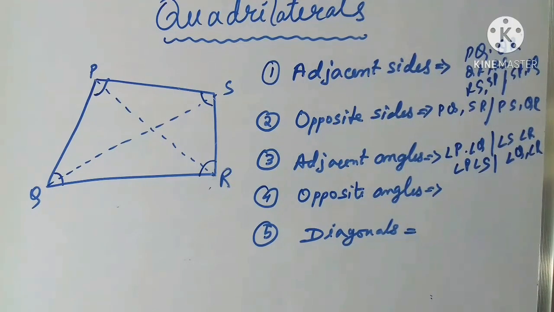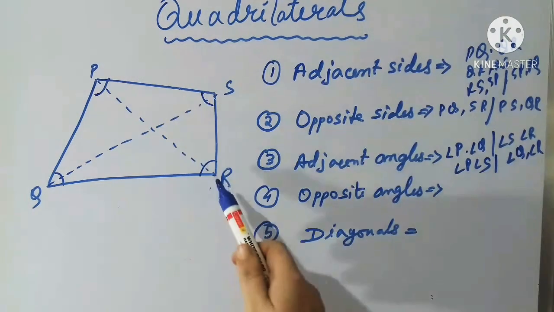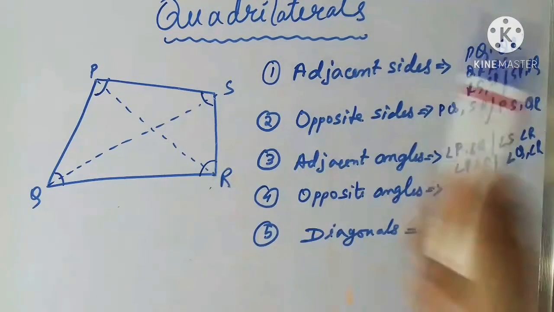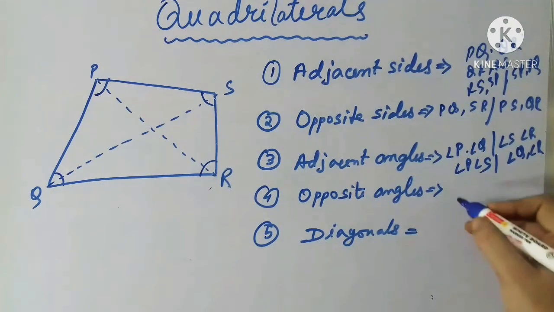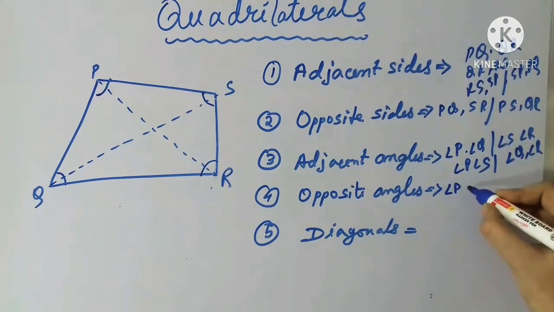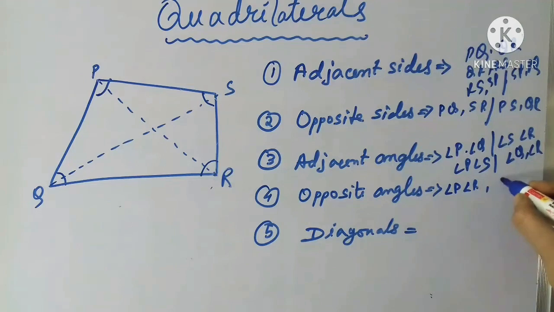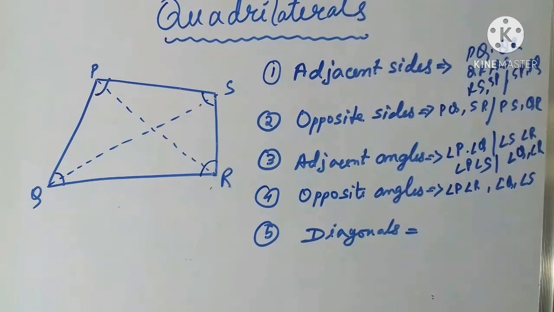After that we are going to discuss opposite angles. You can easily tell that angle P is opposite to angle R and angle Q is opposite to angle S. So the pairs are angle P, angle R, and angle Q, angle S. These are the opposite angles. You can easily tell them just by seeing the picture, no need to write them.